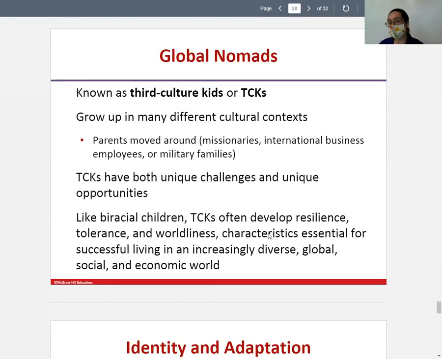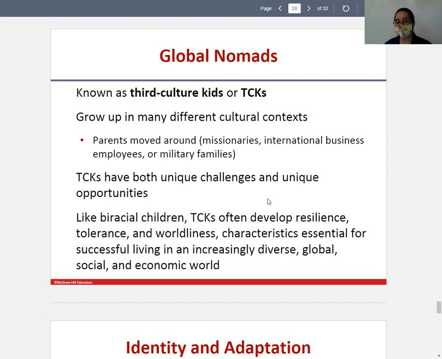So, global nomads, third culture kids. If your parents moved around a lot, if they were military, if they were missionaries, anything like that, then you might be a global nomad. It's pretty beneficial to people to get out and travel because you develop more resilience. When you learn more about other people, you can learn more about yourself, you get more resilient, you get more adaptable, you become more tolerant of differences, you become more worldly and understanding how the world works.